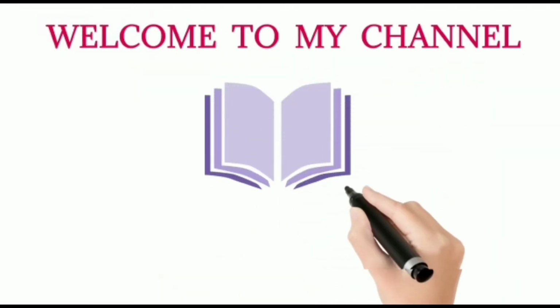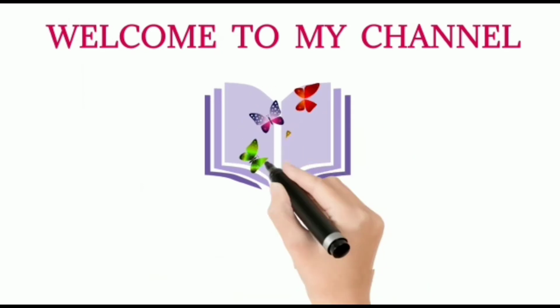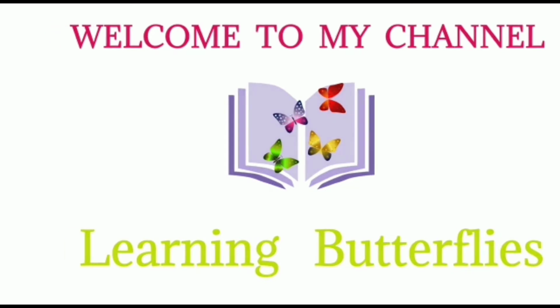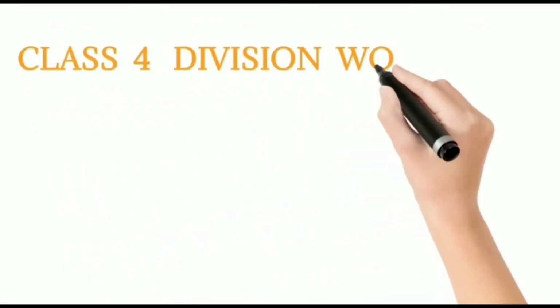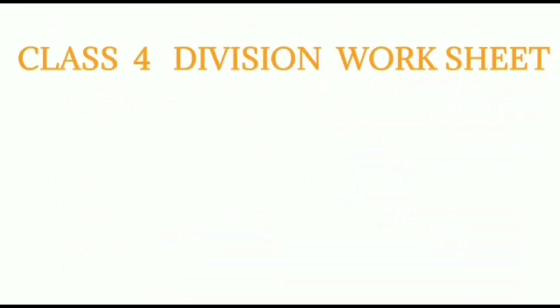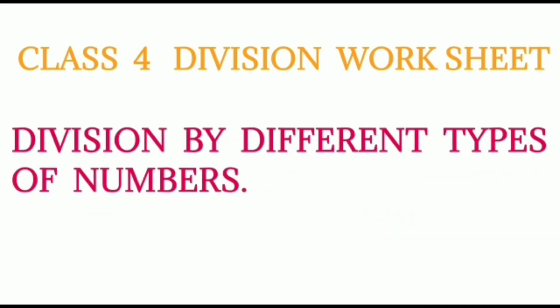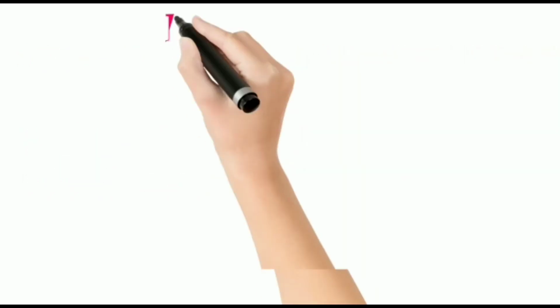Hi, today we are going to learn division by different types of numbers. Before learning division, you must learn tables well. First, introduction. What does division mean? Division means equal distribution, that is repeated subtraction.